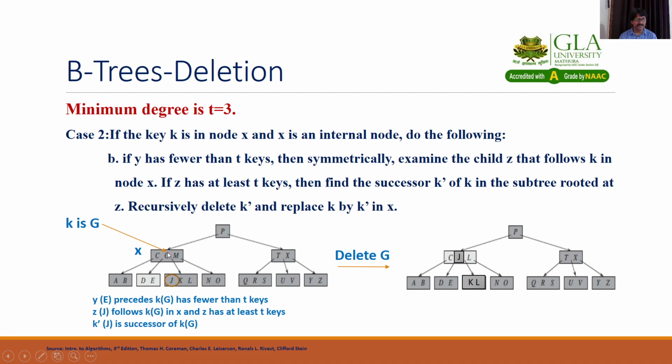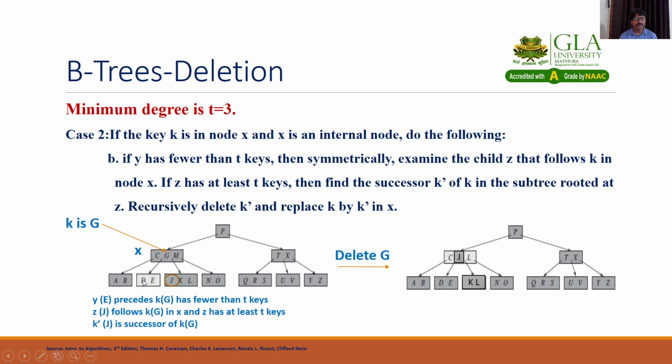Y child is the left child of G. So the left child is known as the Y child of G. This node will be checked for how many elements are there. If it has fewer than T keys, if Y has fewer than T keys, we will not touch this one, because if we take any key to replace G, then this will violate the minimum number of keys property.